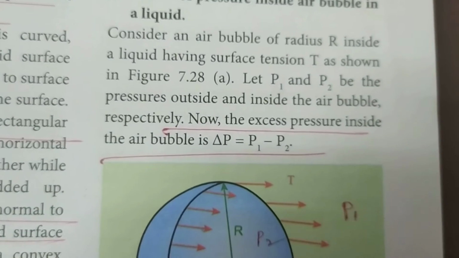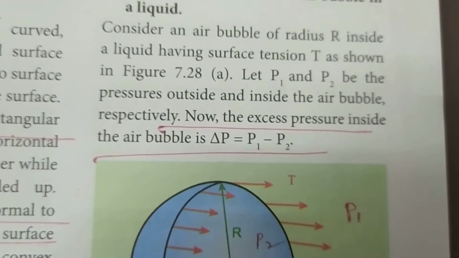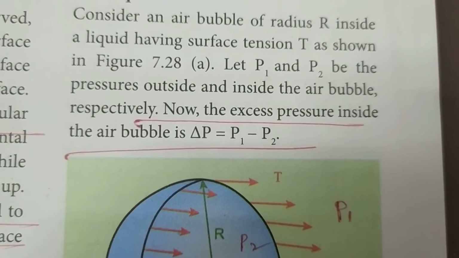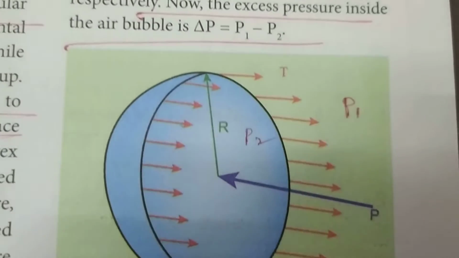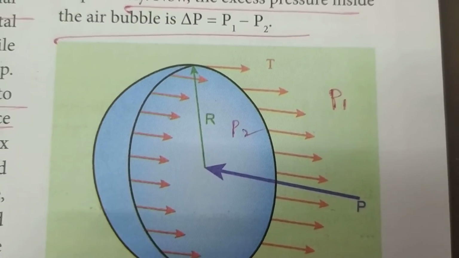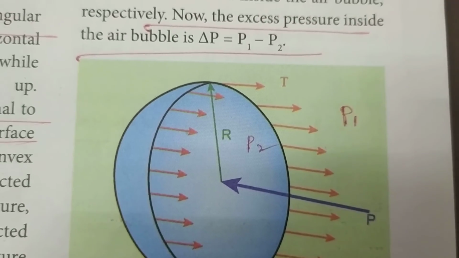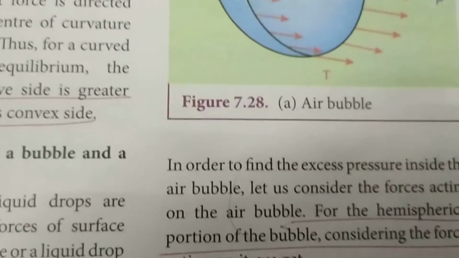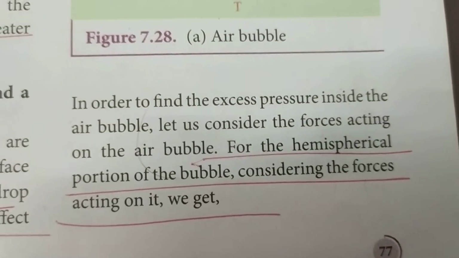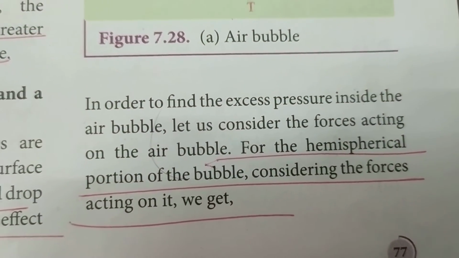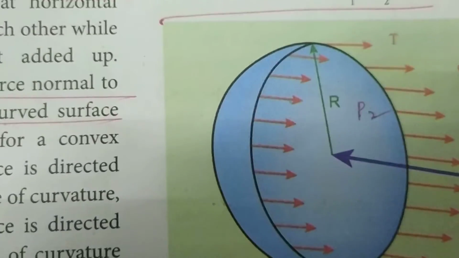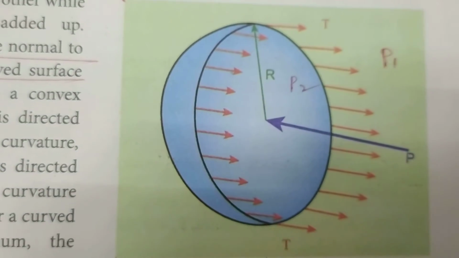So here now the excess pressure inside the air bubble is taken to be delta P, which is equal to P1 minus P2, where P1 is the outside pressure and P2 is the inside pressure, and the difference is taken as delta P. And so for the hemispherical portion of the bubble, we are considering the forces acting on it, and here we are considering the hemispherical surface.